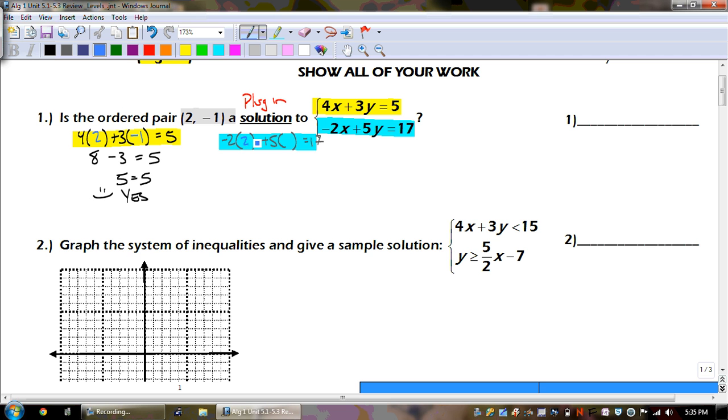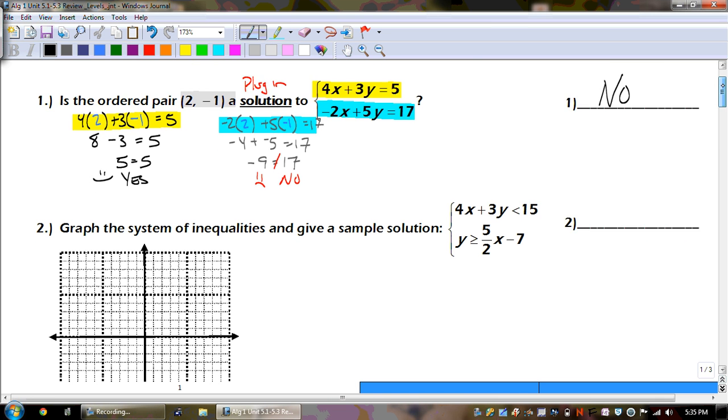We're plugging in the 2 and the -1. So -2 times 2 gives us -4, plus 5 times -1 is -5. Mr. Grice, what are you doing? Okay, that's -5, and then -4 plus -5 is -9. Does -9 equal 17? Nope. So even though the first one was yes, the second one was no, which means that is not a solution. So our final answer is no.